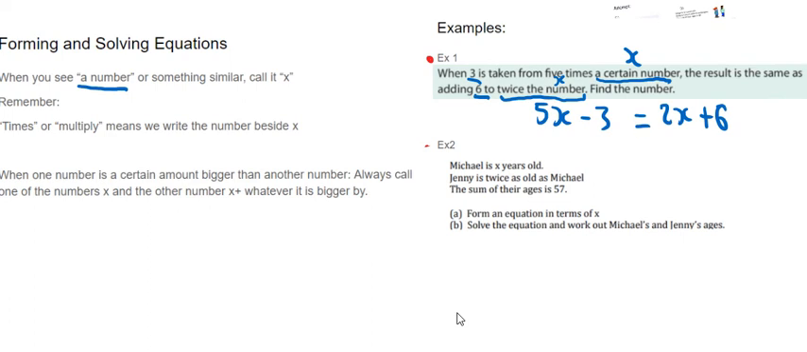If we're solving it, I'll just go through it quickly, because hopefully you'll understand that we need to get the x's on one side and numbers on the other. So if I subtract 2x, we get 3x minus 3 equals 6, and then I'm going to add 3 to the right hand side. So we get 3x equals 9, and then we divide by 3.